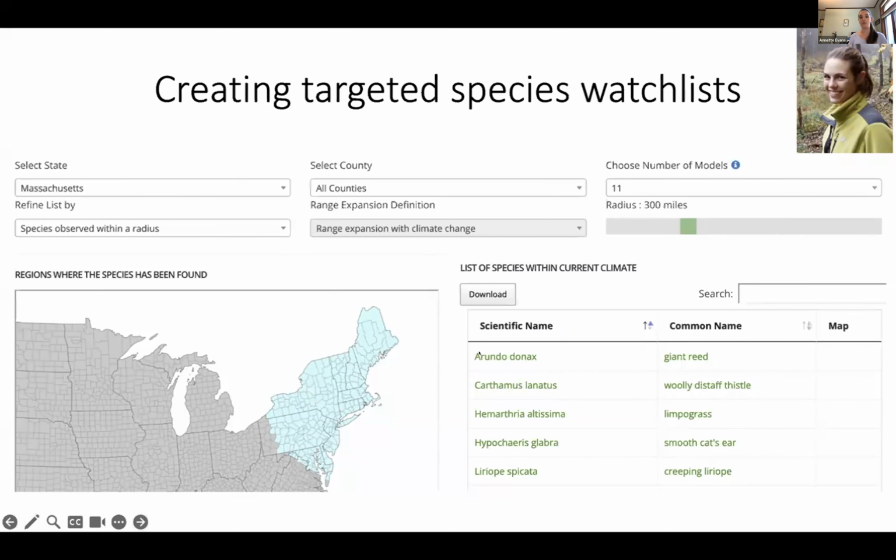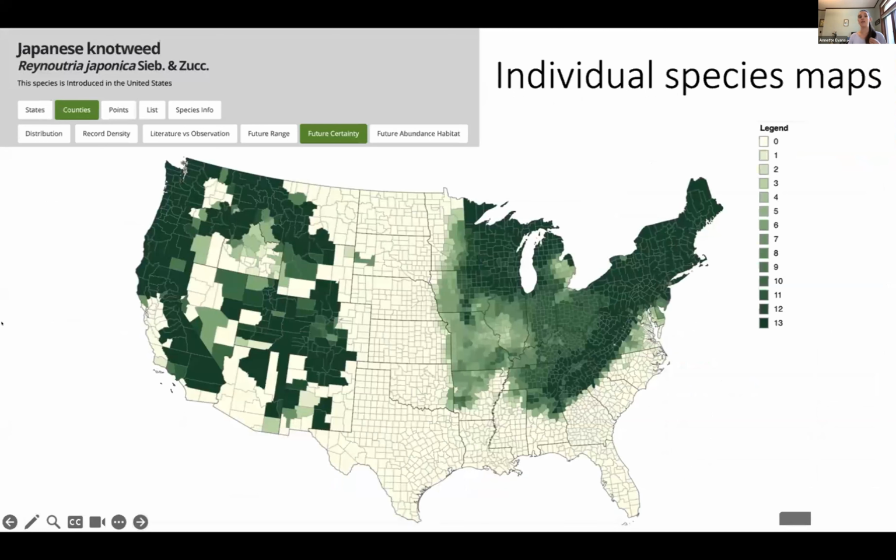And in addition to that, you can also click on individual taxa or search for individual taxa. So maybe you're really interested in, say, managing for Japanese knotweed. And so you can open up an information page specific to that species, and you can see there's a variety of information points that you can look through at the top. And if you click on the counties button for Japanese knotweed, it will open up this menu underneath. And it can take you to this tab here of future certainty or future range.